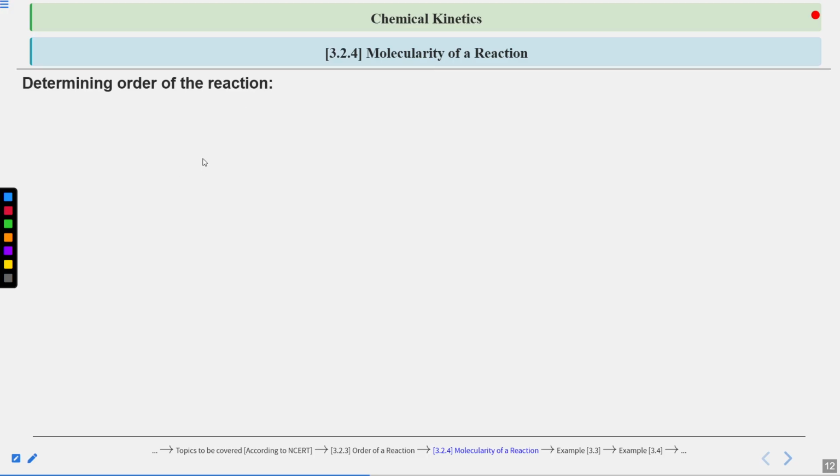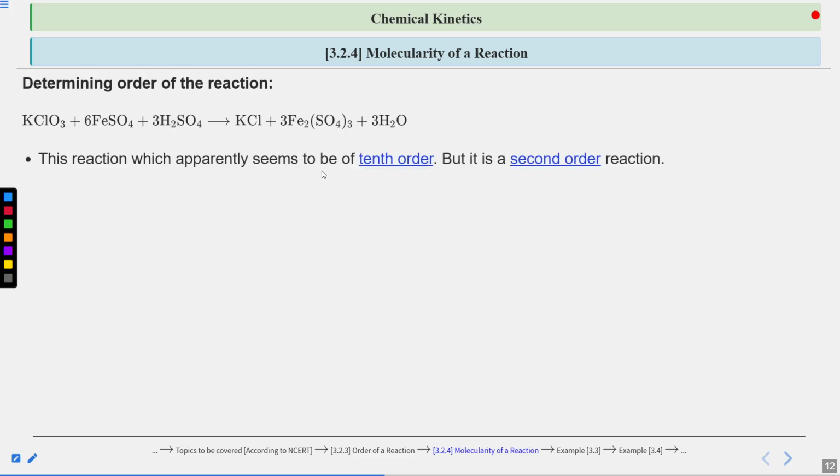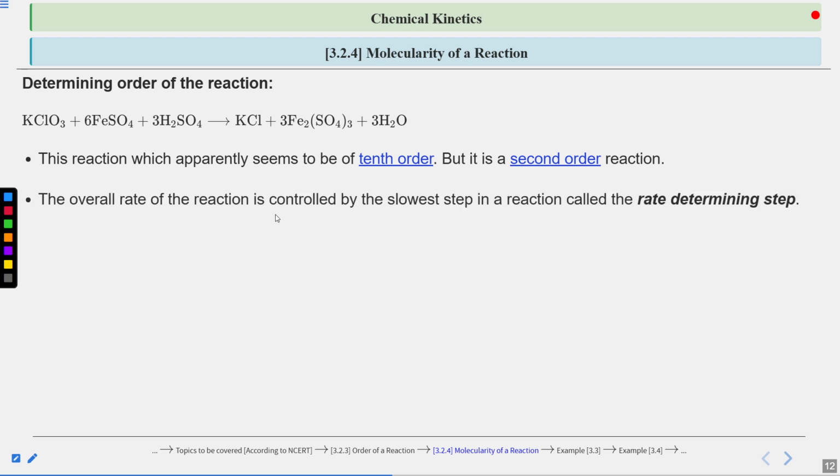Determining the order of the reaction, we have this reaction: KClO3 plus 6FeSO4 plus 3H2SO4 converting to KCl plus 3Fe2(SO4)3 plus 3H2O. This reaction, which apparently seems to be of 10th order due to the presence of this much amount of reactant, is actually a second order reaction. It is not 10th order but a second order reaction. The overall rate of the reaction is controlled by the slowest step in a reaction, called the rate determining step.